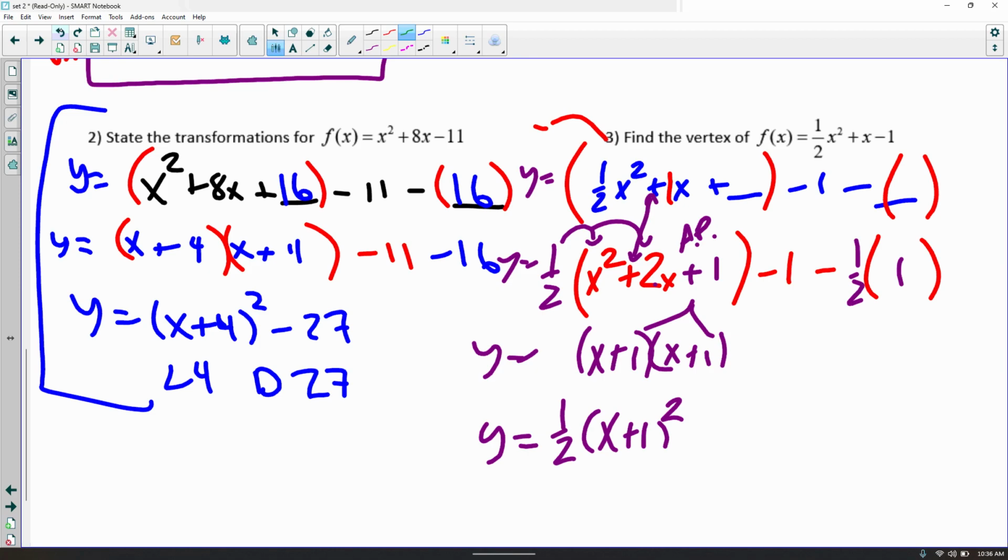All right, so I got negative 1/2 or negative 1 minus 1/2. I've got to make that 2/2, so I get negative 3/2. My vertex ends up being negative 1, negative 3/2, and there is my vertex.